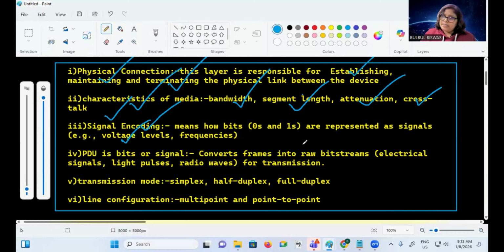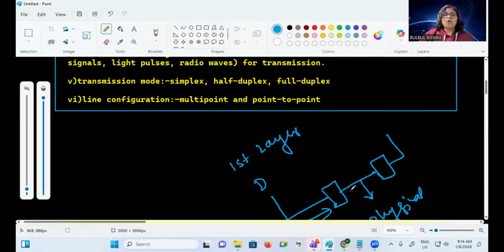There are two types of voltage levels we consider in this data communication system: either a positive voltage level or a negative voltage level. So it has been decided, when data, 0 and 1, is converted to a signal, whether it uses the positive voltage level or the negative voltage level. Of course, I told you the PDU is the bits or signals. Is it clear? When two devices communicate through the physical media, there is transmission of raw bits in the form of current. We call it a signal.